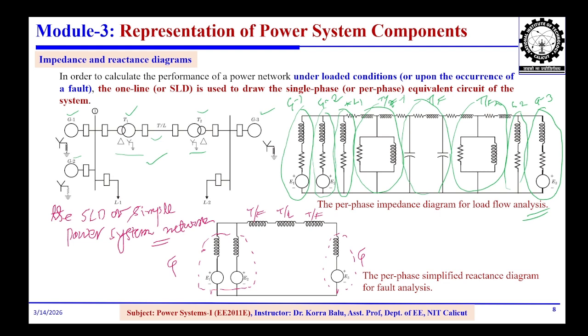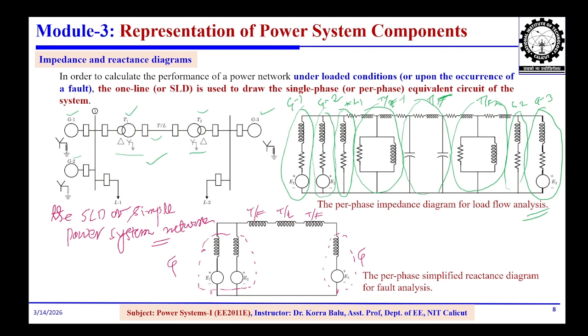elements of the transformer, the shunt element of the transmission line, and the shunt elements of transformer 1 and 2. We can neglect them when we are going to calculate the load flow analysis, or when you're going to consider the short circuit fault analysis. We need to ignore the shunt components, the shunt parameters of the transmission line and the transformer.